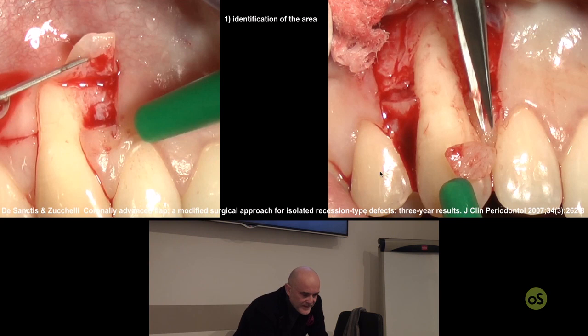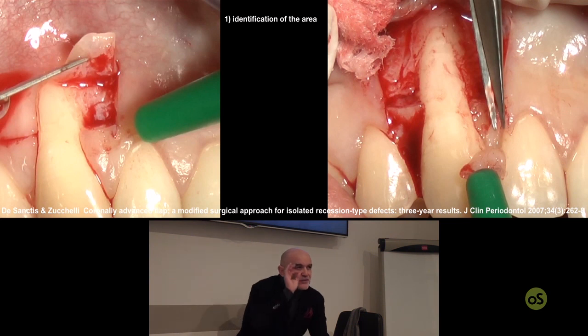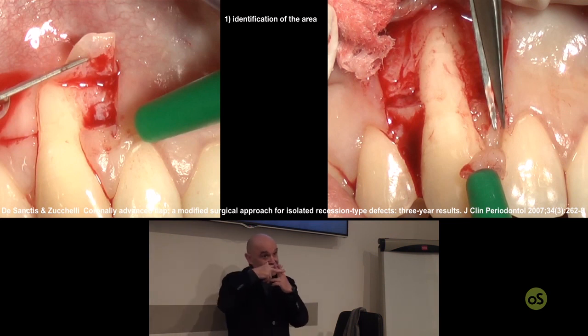The only instrument that allows you to complete the disepithelization of this triangular papilla to the tip without cutting the tip, but at the same time removing the whole epithelium from the tip, is the microsurgical scissors.